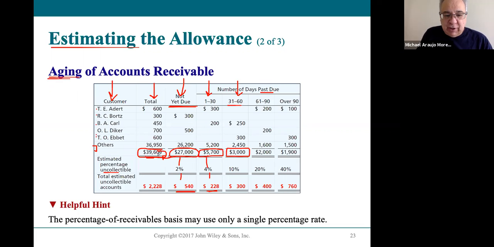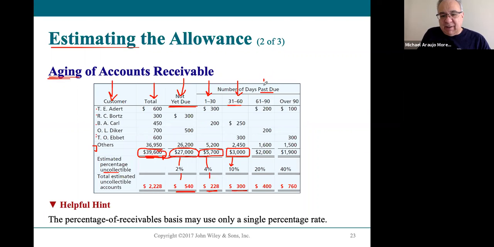3,000 of the 39,600 is late, 1 to 2 months. Now, the longer you wait for your money in general, the less likely you're going to get it. So now they've increased the likelihood to 10% of that will not be collected. So they've put 300 aside of that as bad debt.